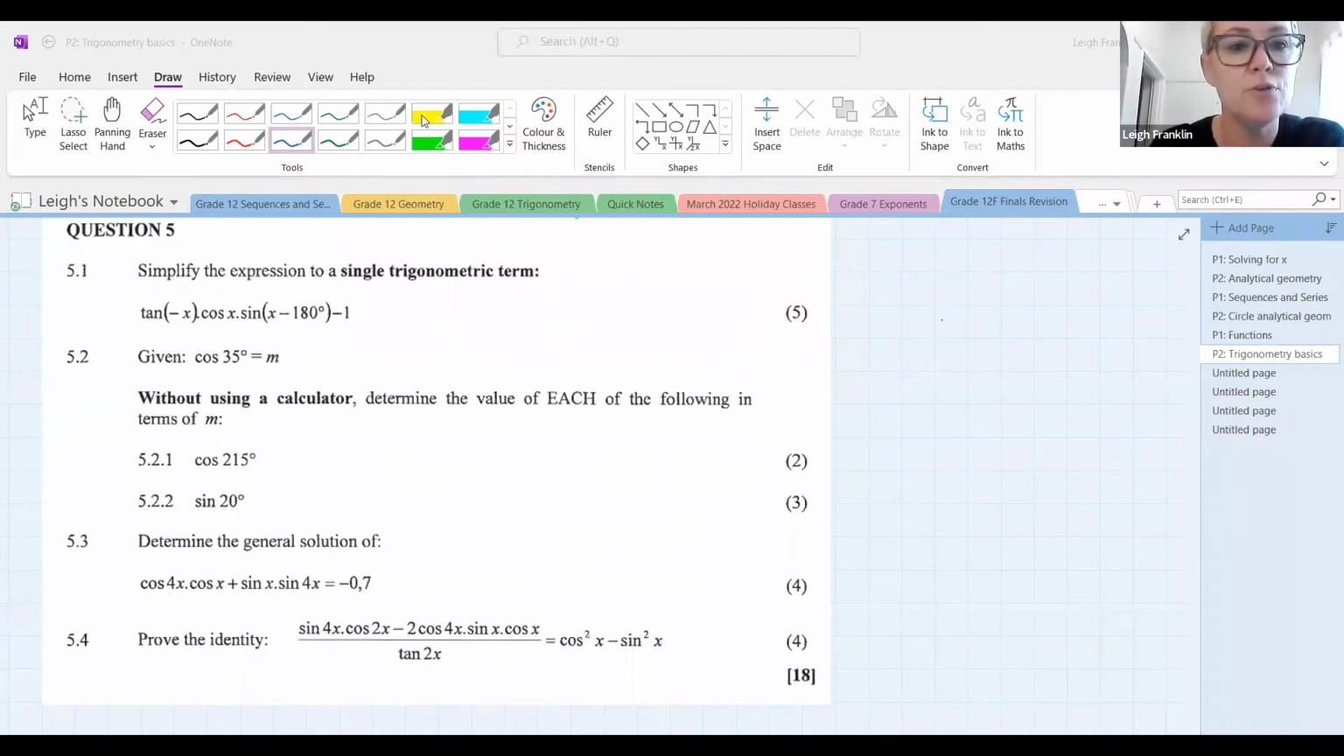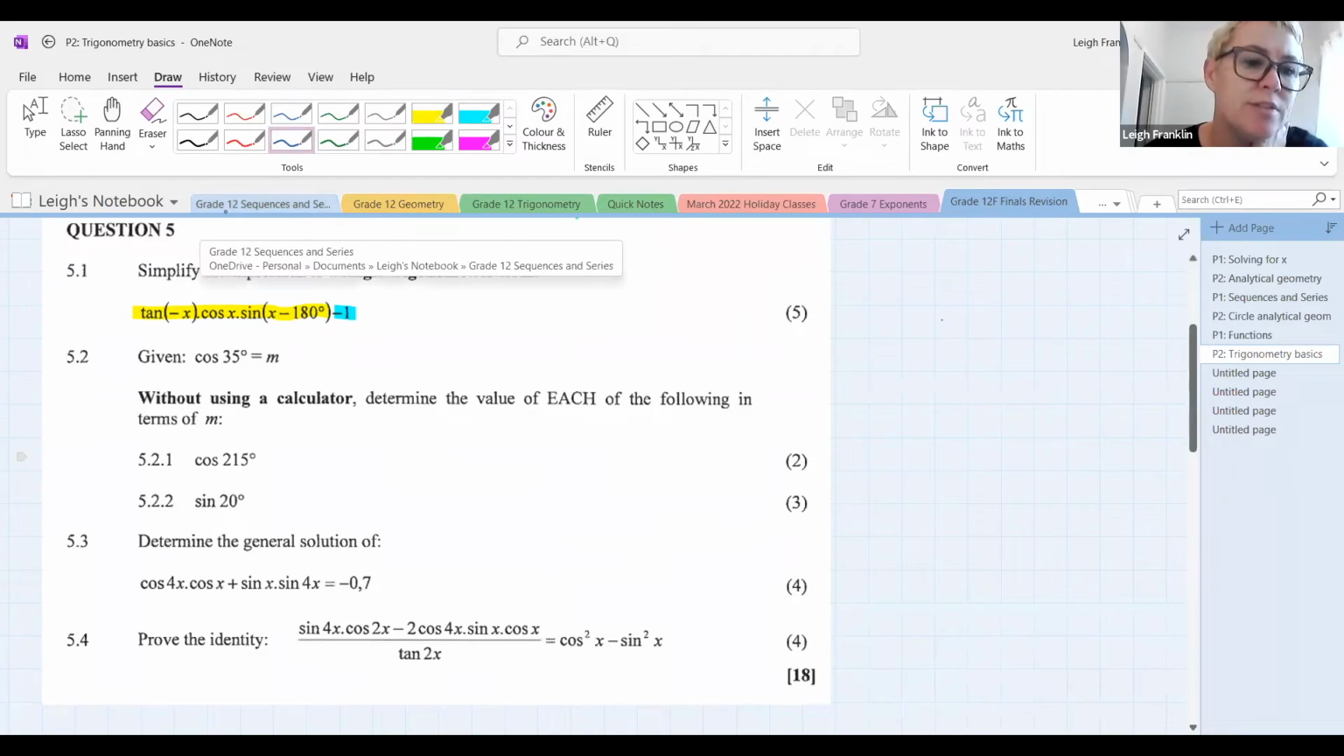So this is the first term. I'm going to highlight it in yellow. That's the first term. The second term is the minus 1. So they're asking us to multiply tan minus x by cos x by sine x minus 180, and then take away 1. All right, so we can see when we look at that there's some manipulation to be done.